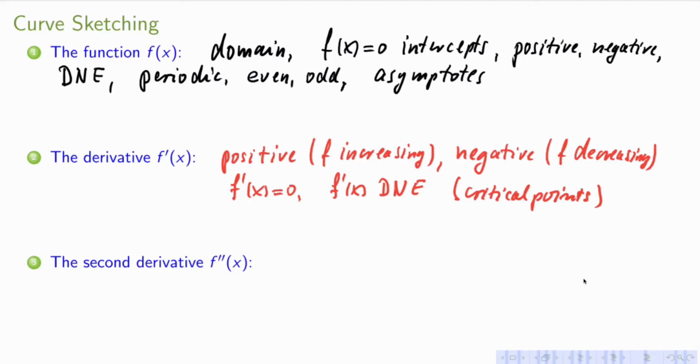And then, finally, we have the second derivative, f double prime. But we have not yet discussed what f double prime stands for. So I go to the next slide and I explain a little bit about the second derivative, and then I come back to this slide to complete this summary sheet here.